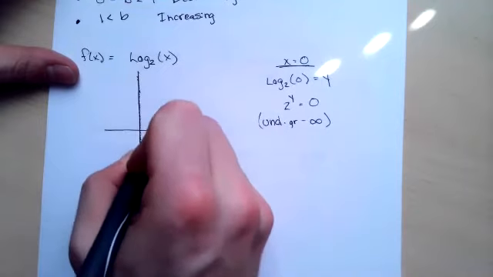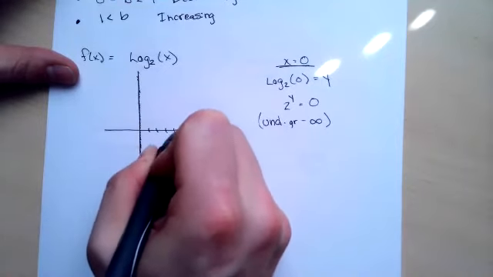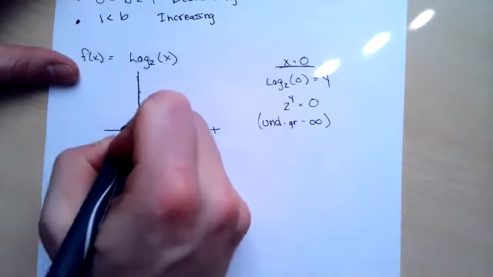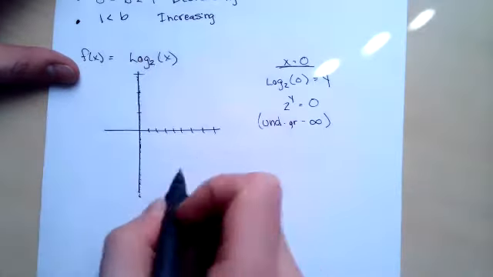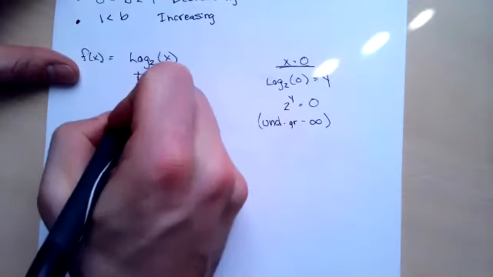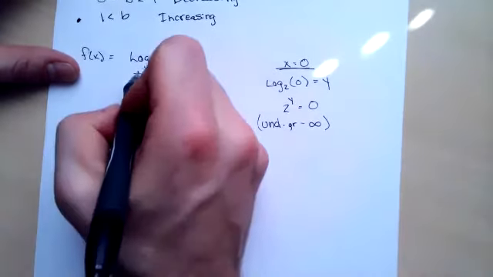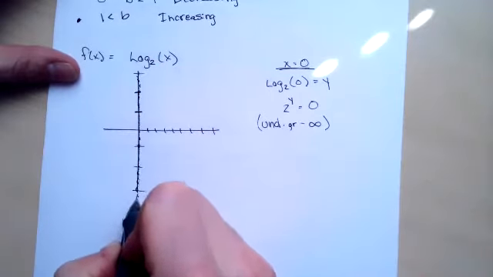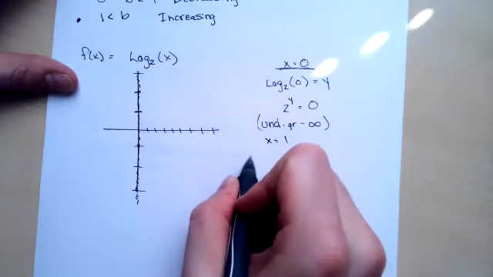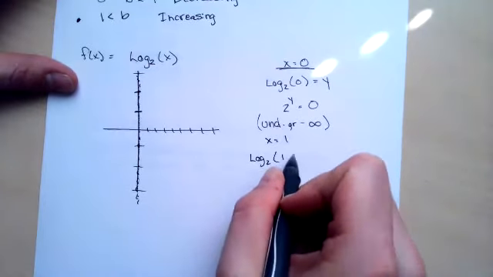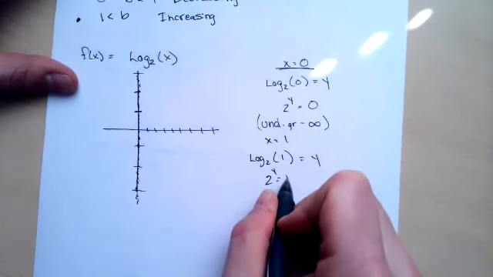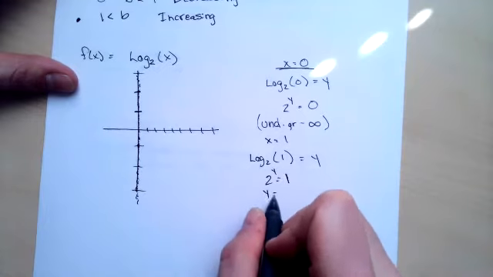Let me go ahead and scale the axes as well. I'm going to put the x scale a little bit smaller, the y scale a bit bigger. And we've got those dots on the y-axis. Let's go ahead and compute some more points. So x equals 1, we'll have log base 2 of 1. And what does this say? 2 to the y equals 1.